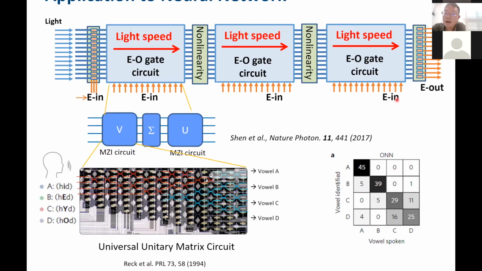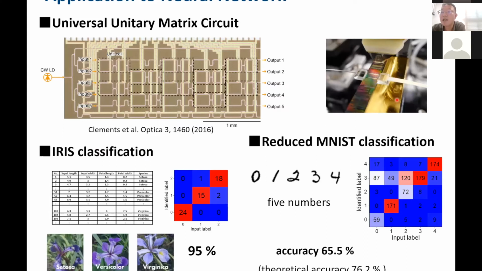And this shows our recent experimental work using a similar universal unitary matrix circuit made of MZIs. Here we employ a so-called Clements type unitary circuit, so the structure is a little bit different. And we confirmed that it can perform inference operation for simple classification problems. Here we confirmed an iris classification, classified into 3 types. And in this case, we use the reduced MNIST classification. We only use 5 numbers out of 10, but they perform quite well.